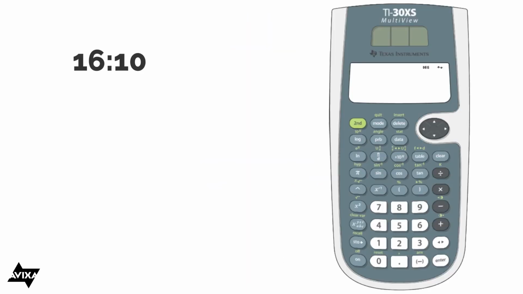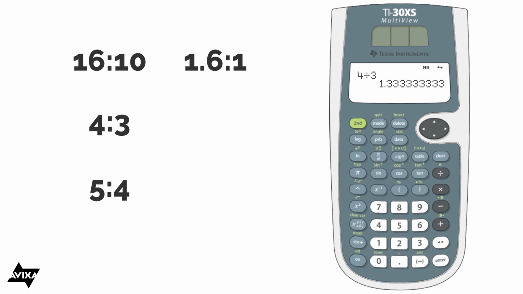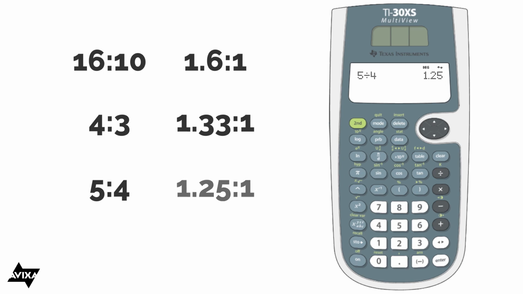We can do this with other aspect ratios as well. We can do this with a 16 by 10. So I can take 16 divided by 10, and that gives me 1.6. So I could say it's a 16 by 10, or I could say it's a 1.6 to 1. We could do this with some older, like 4 by 3, or even older 5 by 4 aspect ratios. The 4 by 3, simply 4 divided by 3. Again, 1.3 repeating. Sometimes we see this as 1.33 to 1. The 5 by 4, 5 divided by 4, gives us a 1.25 to 1.